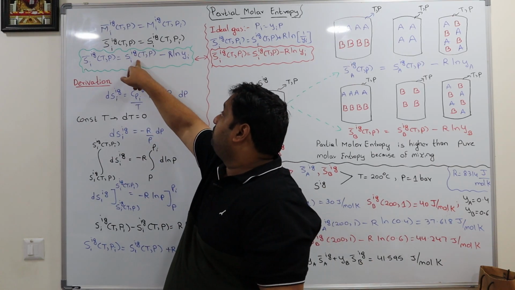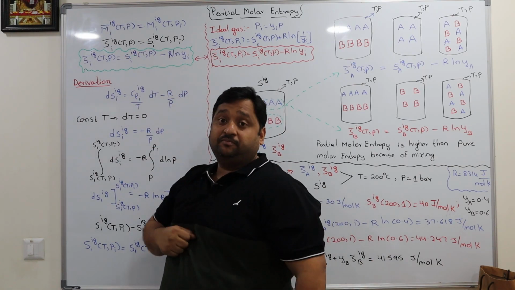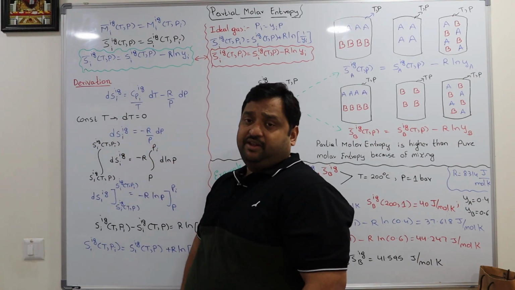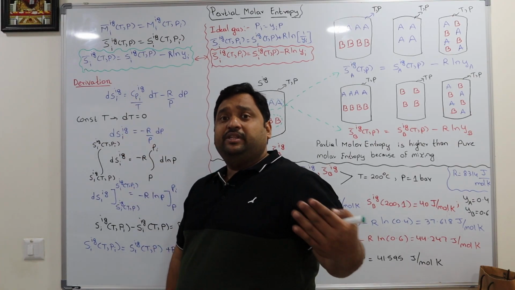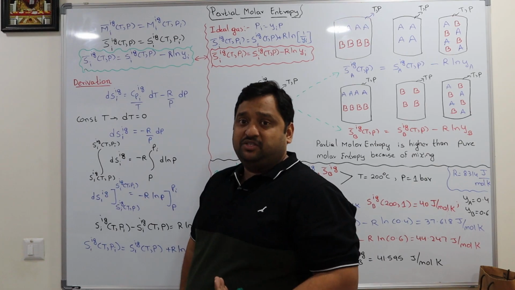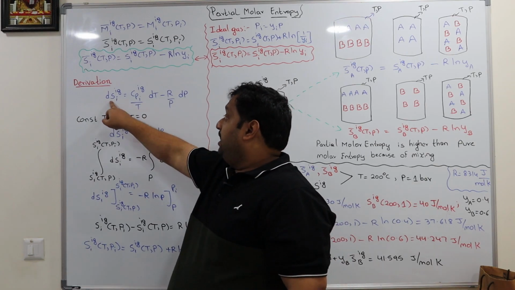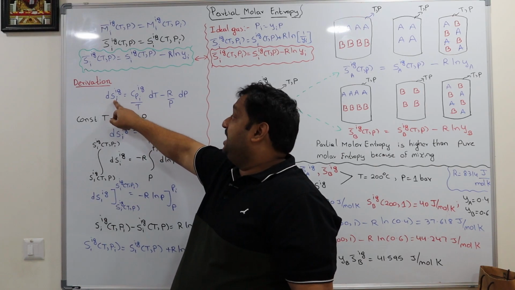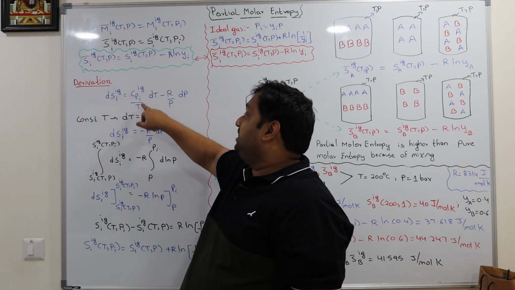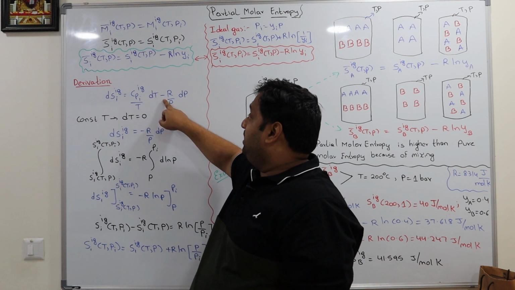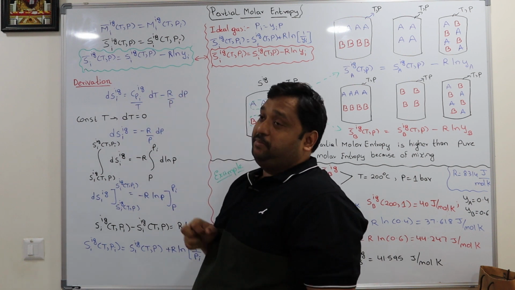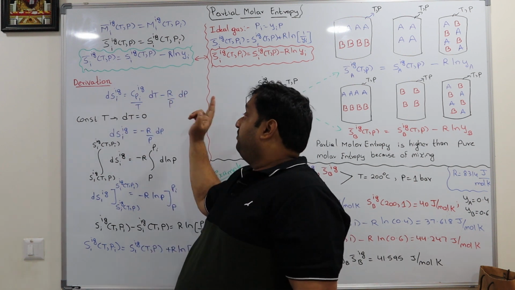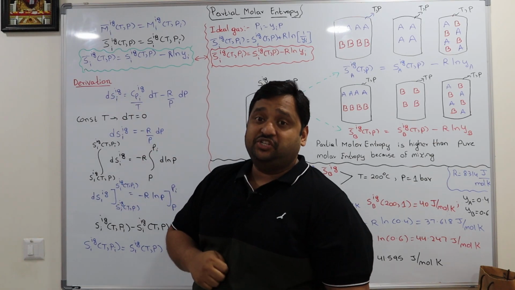So how has this formula come about? The detailed derivation is given. If you know thermodynamics well, then the change in entropy of the ideal gas, dS^ig, is nothing but Cp_i^ig by T into dT minus R by P into dP. So from this formula you can calculate the change in entropy.